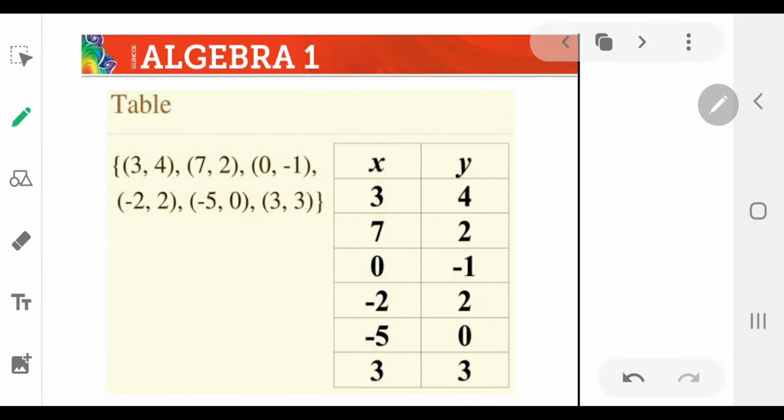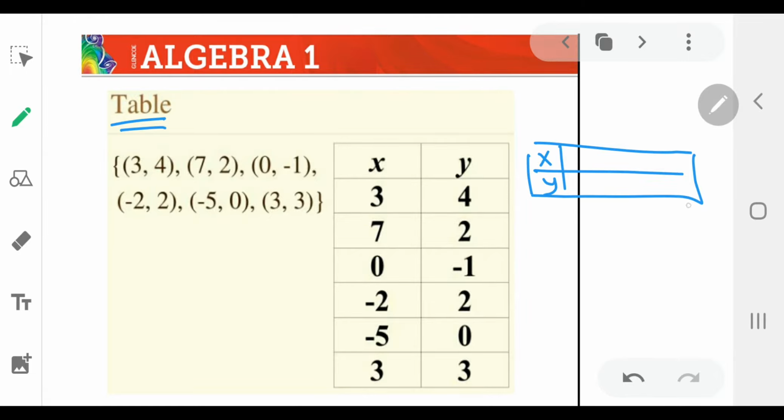Is it the only way to express or to represent a relation? No, we have another representation, which is using a table of values. Again, we have two columns. It can be a horizontal or a vertical column. Sometimes you might see the table like this. And here are the values of x, and here are the values of y. So it doesn't matter whether it's vertical or horizontal.